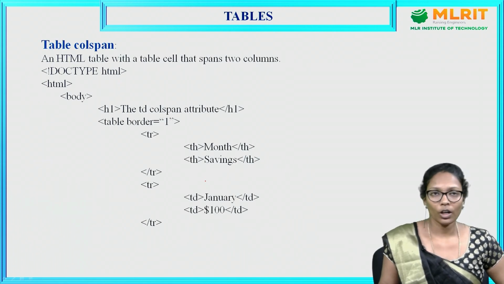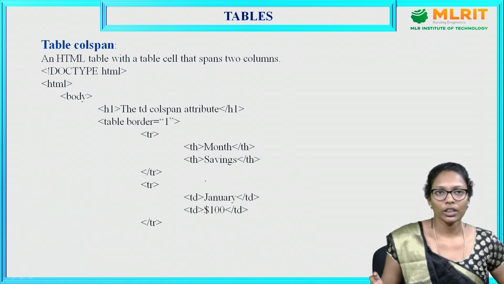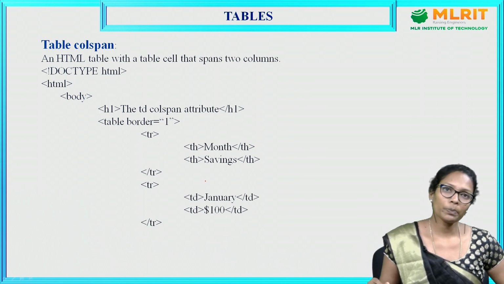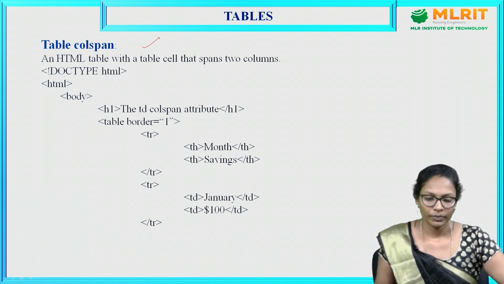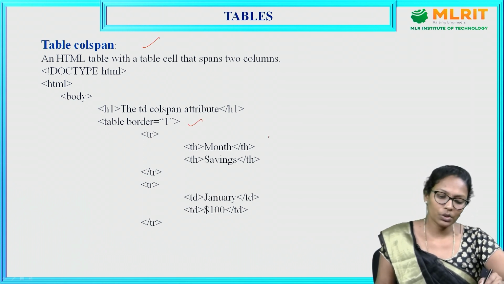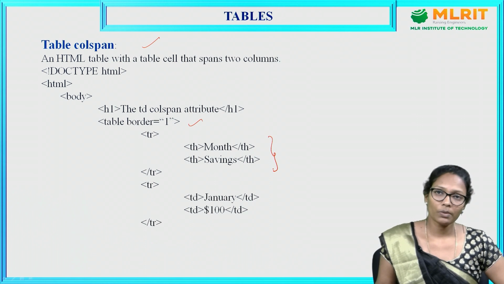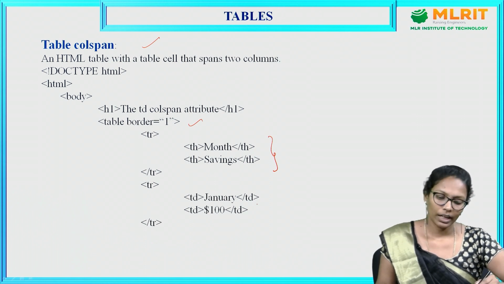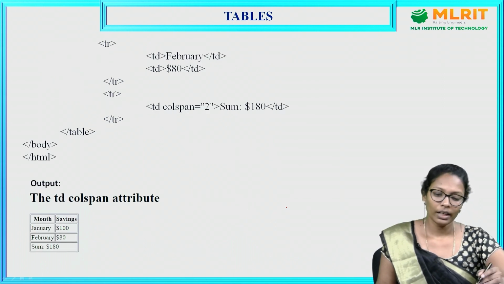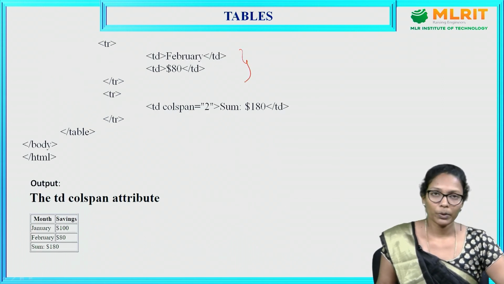So next is column span. This is just similar to your row span. In the row span you are merging the rows, but in the column span you are merging the columns. If you want to merge multiple columns, then you can use this colspan. So here simply I am creating a table with the border one. In the first row I am creating two columns here, month and savings. And in the second row I am adding January and 100. And in the third row February and 80.